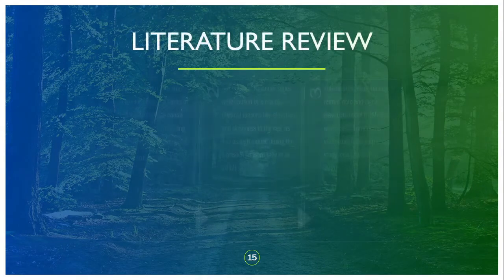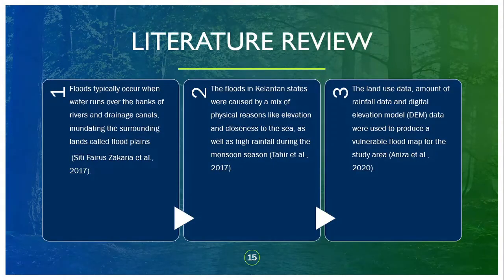Literature review. There are three literature reviews. The first one is floods typically occur when water runs over the banks of rivers and drainage canals, inundating the surrounding lands called floodplain. Second, the floods in Kelantan state were caused by a mix of physical reasons like elevation and closeness to the sea, as well as high rainfall during the monsoon season. Third, land use data, amount of rainfall data, and digital elevation model (DEM) data were used to produce a vulnerable flood map for the study area.